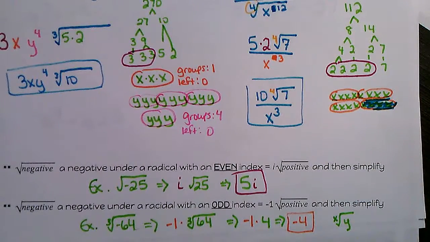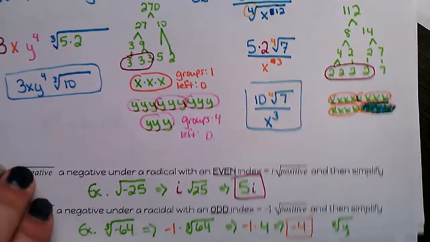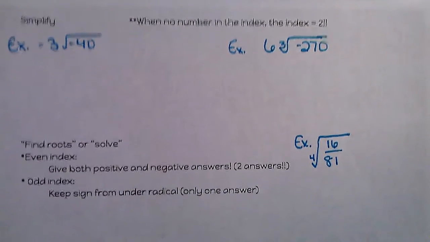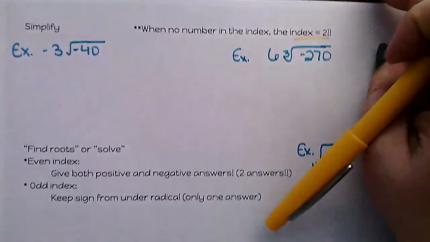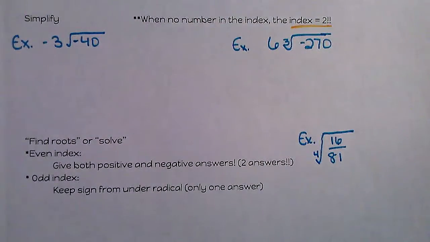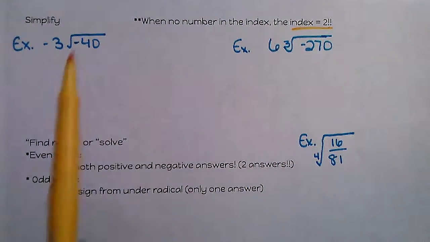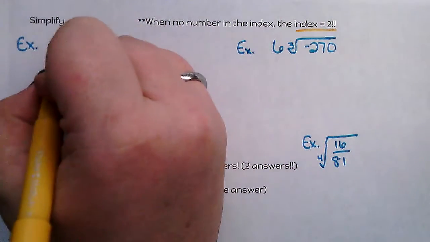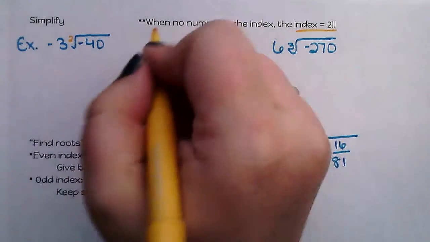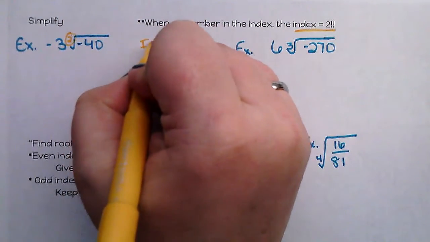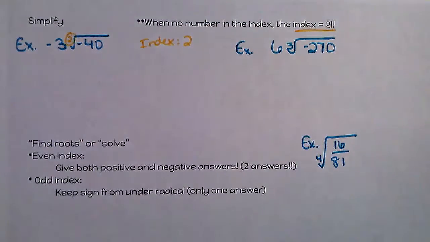So when it's an even root, even index, you have an i. When it's not an even index, you just bring the negative out front. One more thing: when there's no number in the index, the index is 2 because it's a square root. That's the automatic index. But if we have a different number, like here it's 3 and here it's 4. But here it's 2 because there's nothing written in there. So circle your index. Our index is 2.